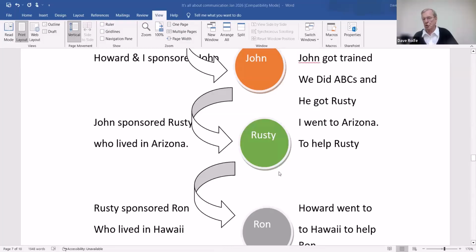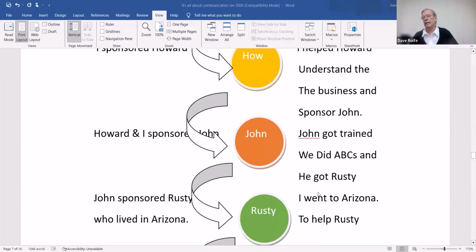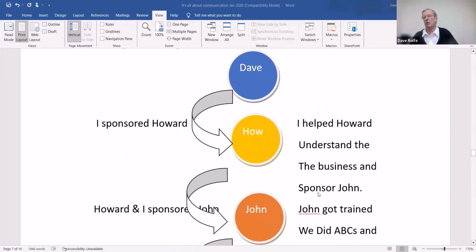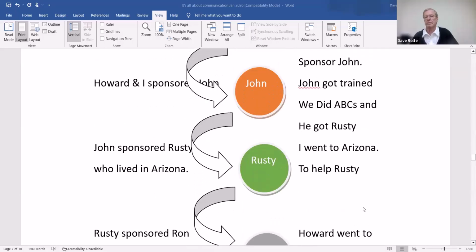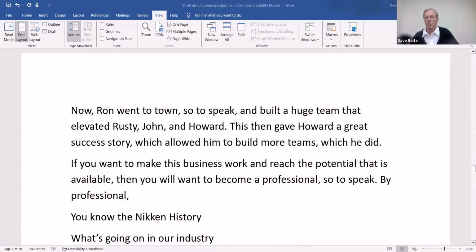And this was by the third month. The third month, my income jumped to $6,000 because of this. About a third of my income came from this group. Okay. Now Ron went to town, so to speak, and built a huge team that elevated Rusty, John, and Howard. This gave Howard a great success story, which allowed him to then build more teams.